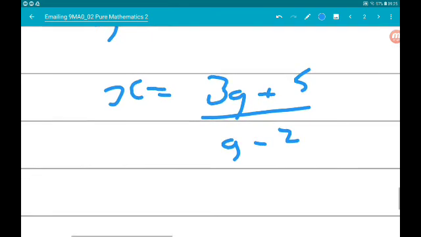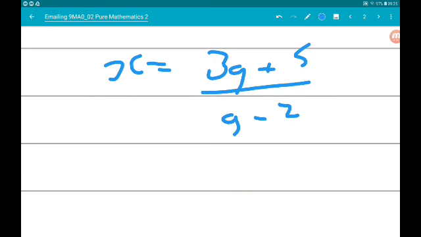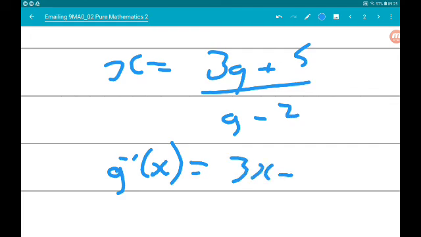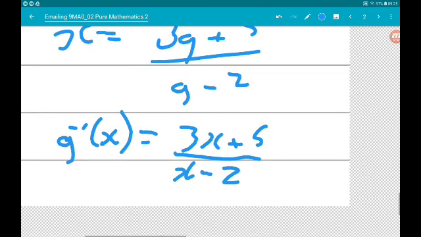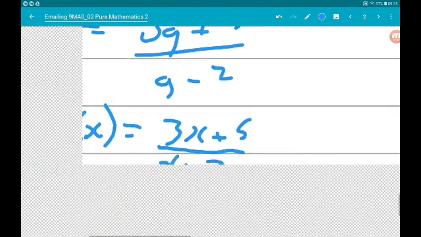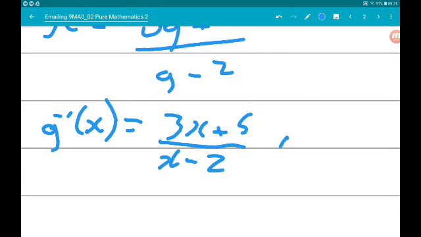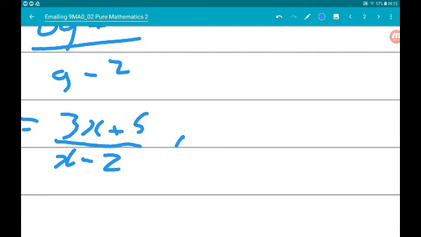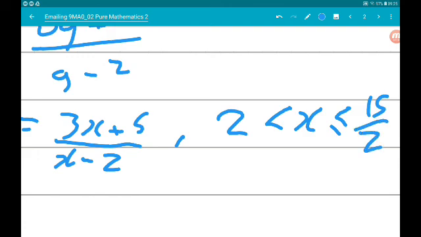So, swap the x and the g. g is now inverse g. So we get (3x + 5) over (x - 2). And then we'll put the domain here as well. So the domain is 2 is less than x, less than or equal to 15 over 2. Cool.